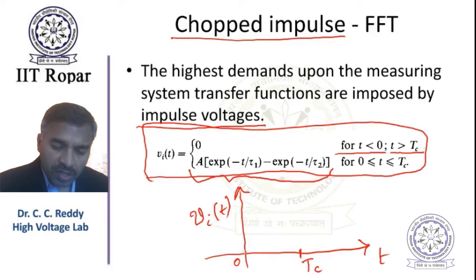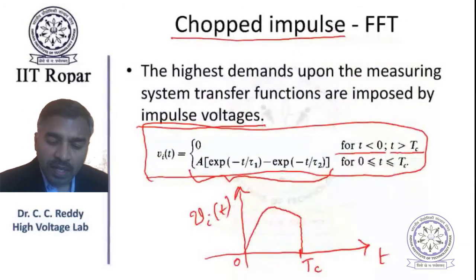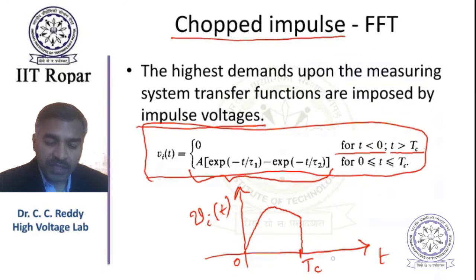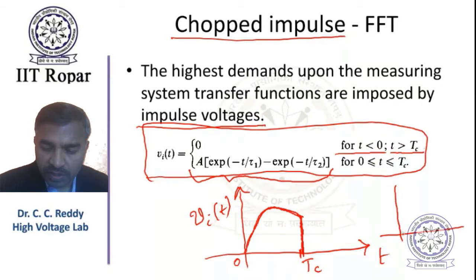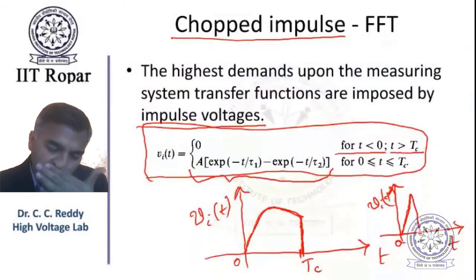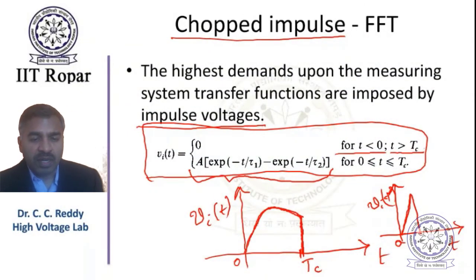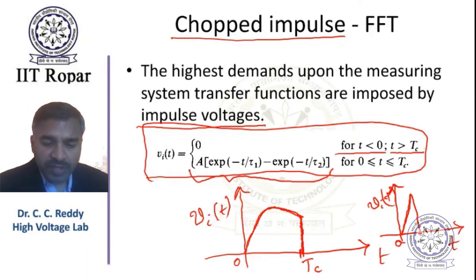Suppose it is chopped on the tail side, it is like this, right? On the other hand, if it is chopped on the front side, see here, I have not put any oscillations because this is an ideal assumption that after tc there will be nothing. It is 0. If it is chopped on the front side, you can see a waveform like this, like a triangle almost. This is 0, this is Vi of t. So do you remember? These are the different waveforms that are important as far as frequency range is considered.